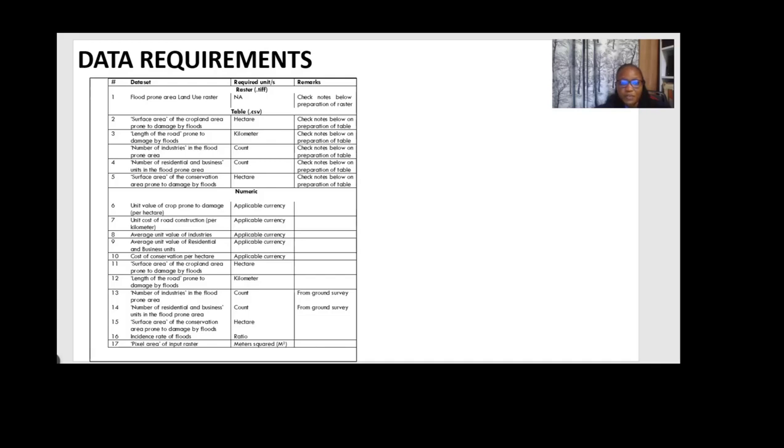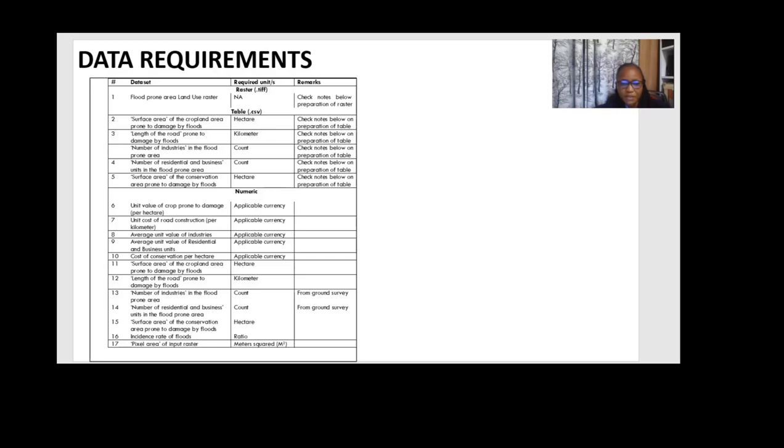The unit value of crop prone to damage is per hectare in the applicable currency. The unit cost of road construction, just like I've said, is per kilometer in the applicable currency. We have the average unit value of industries in the applicable currency. If it is 1 unit of an industry that has been constructed worth 10 billion, that should be in the applicable currency. The same case applies to the residential and business units. The cost of conservation is per hectare, just like I've explained.